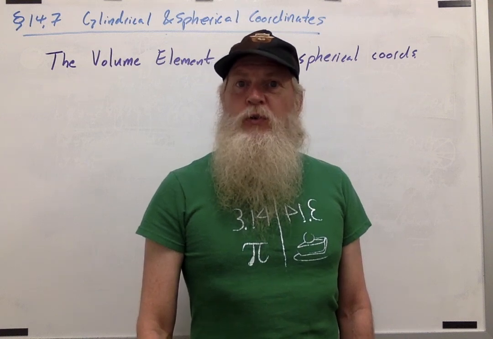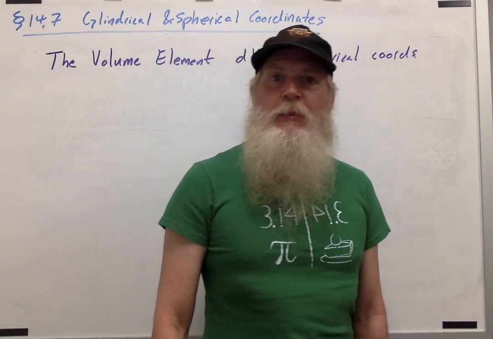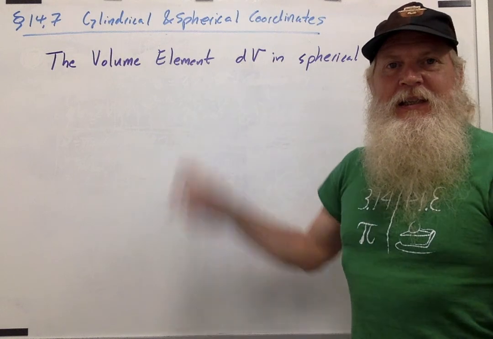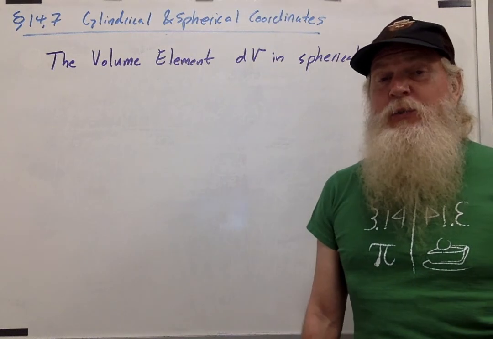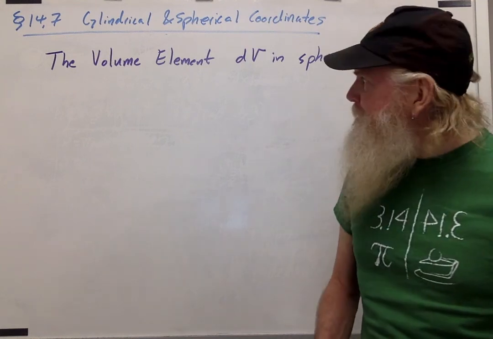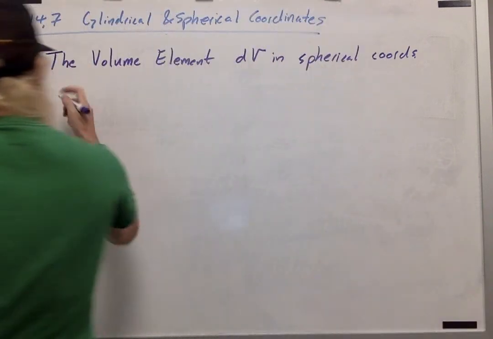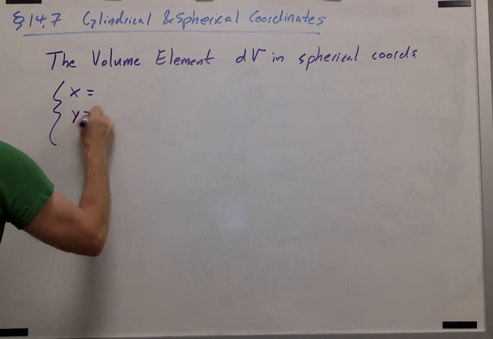In order to do triple integrals using spherical coordinates, we need to know what the volume element dV is in spherical coordinates. Now, this is going to be a fairly long calculation involving the Jacobian, but when we get done, we're going to memorize the answer, so we don't need to go through this calculation each time. So first of all, let me remind you what the spherical coordinates are. I'll do it the way that I have it memorized.